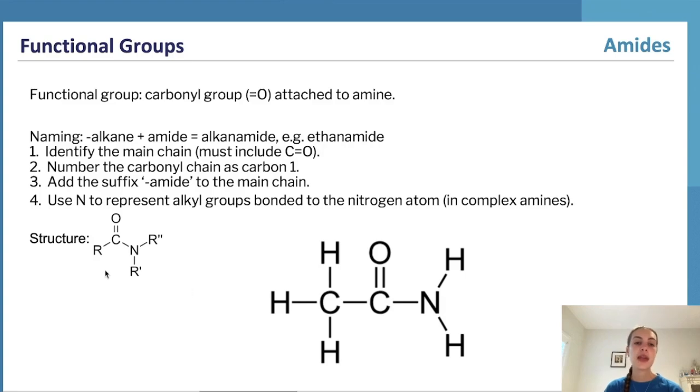And so the general structure of these can be shown in this small diagram over here, where we've got an R group, which has the carbon with the double bonded oxygen, so the carbonyl group. And so that's our main chain, it's bonded to the nitrogen. And then we can see here we've got R prime and R double prime. The R prime and R double prime could either be hydrogen atoms to make that more close to the original ammonia molecule, or they could be alkyl groups, so being methyl groups, ethyl groups, propyl groups, etc. And it could be one or both of those that's replaced from the original ammonia molecule.